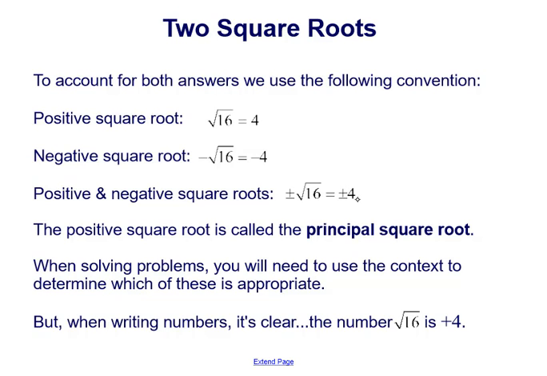Now the positive square root is special. This is called the principal square root. So if you just see the square root symbol, that's the positive or the principal square root. So the square root of 16 equals 4. 4 is the principal square root. When solving problems, you will need to use the context to determine which is appropriate. But when writing numbers, it's clear the square root of 16 is a positive 4 because, again, there's no sign on the outside, so we assume it's the principal.